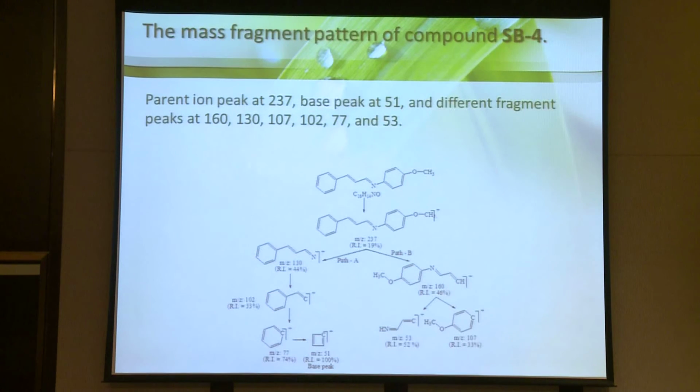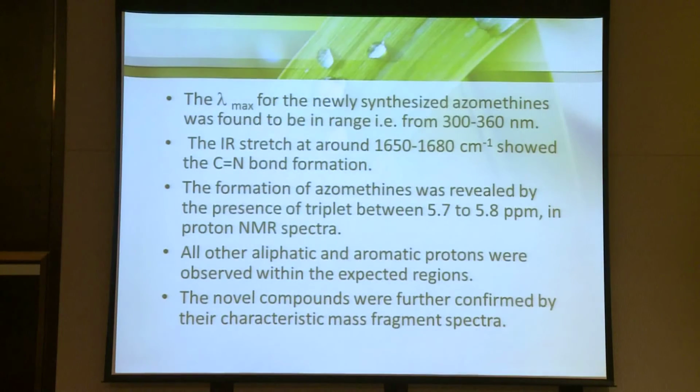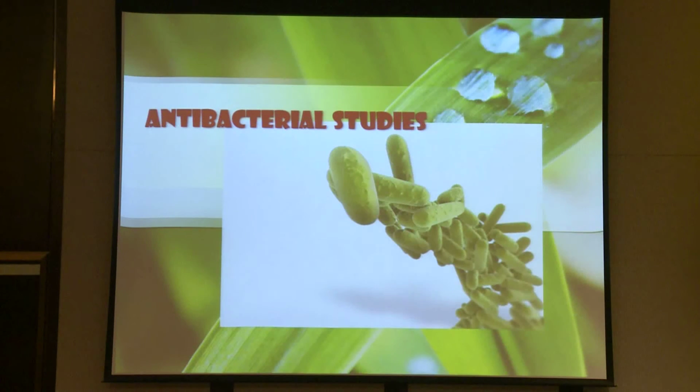I have just shown one sample for how in the mass spectra the molecule is fragmented, and how I confirm the weight of my sample. So I got a parent peak at 237 and a base peak at 51, and different fragments at 160, 130, 107, 102, 77 and 53. This confirmed my molecule SB4 is a Schiff base. So my synthesis part is finished.